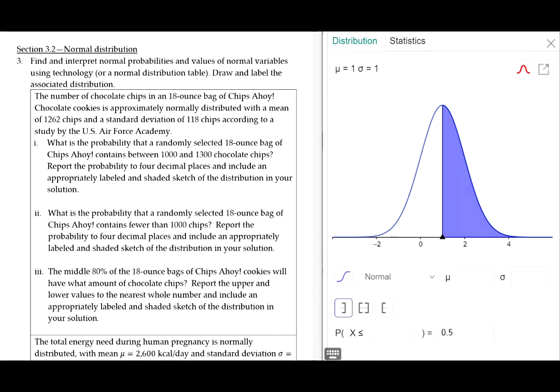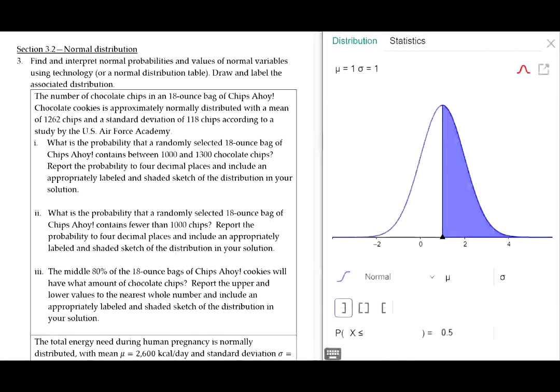The number of chocolate chips in an 18-ounce bag of Chips Ahoy chocolate cookies is approximately normally distributed with a mean of 1,262 chips and a standard deviation of 118 chips, according to a study by the U.S. Air Force Academy. What is the probability that a randomly selected 18-ounce bag of Chips Ahoy contains between 1,000 and 1,300 chocolate chips? Report the probability to 4 decimal places and include an appropriately labeled and shaded sketch of the distribution in your solution.